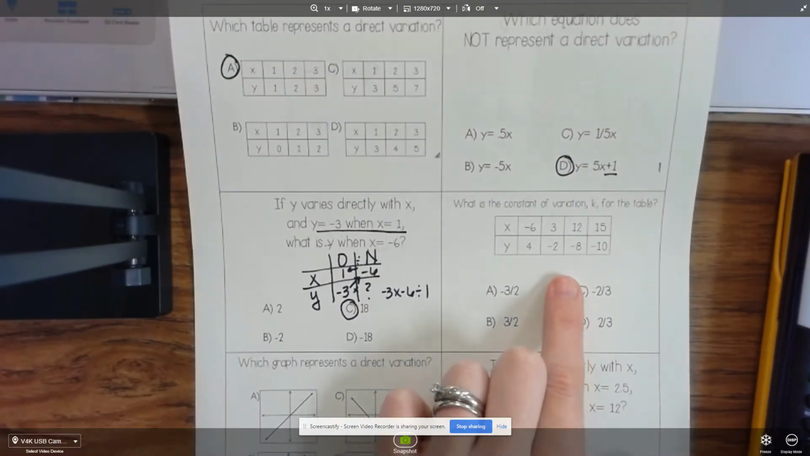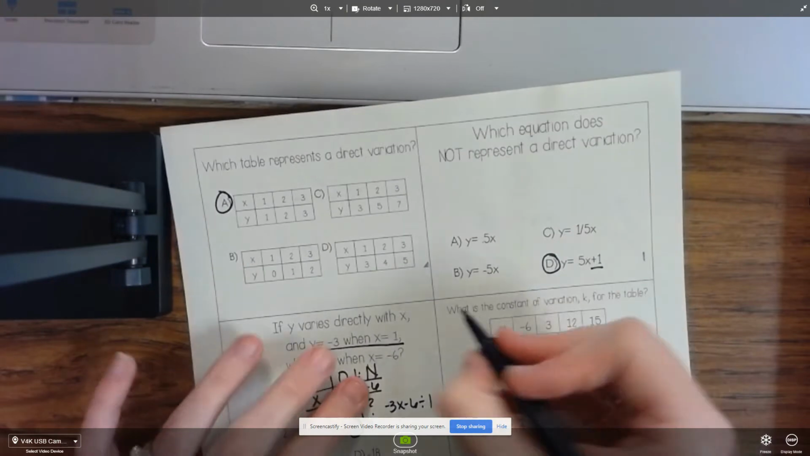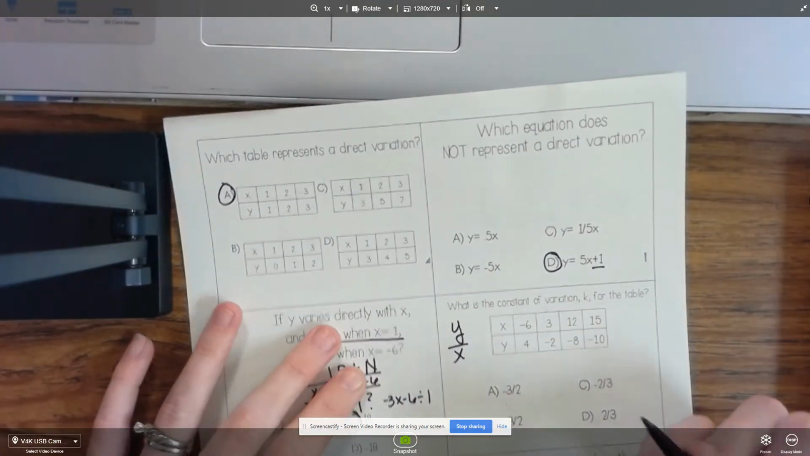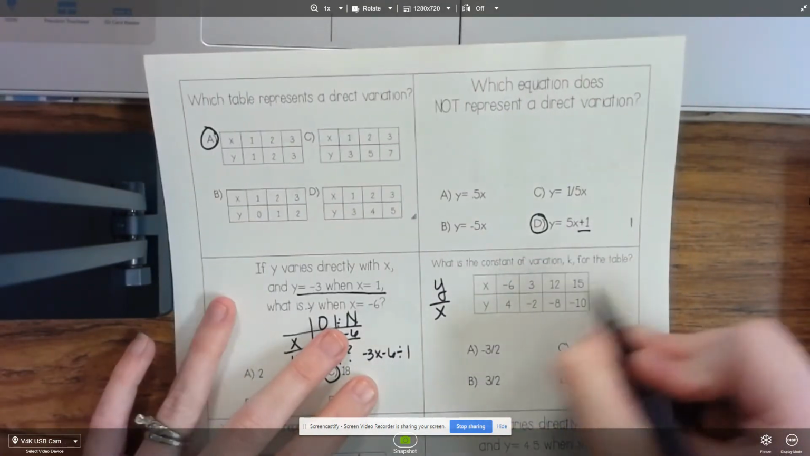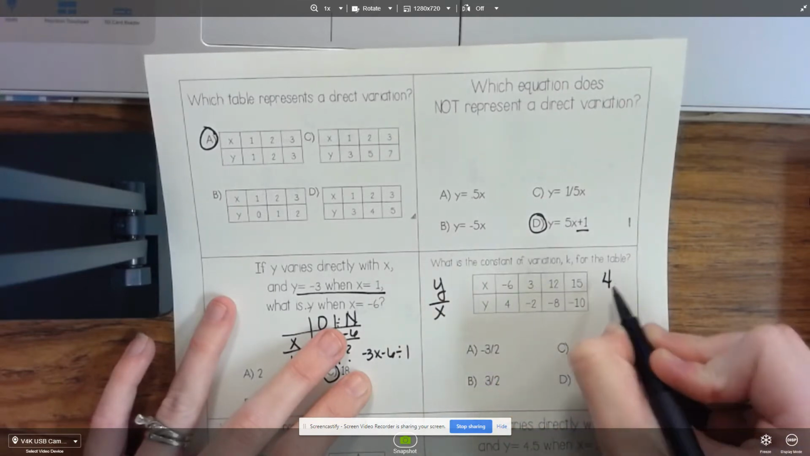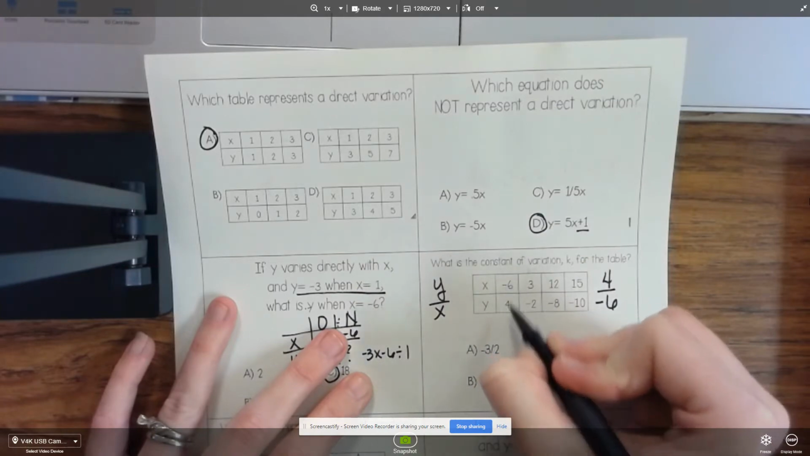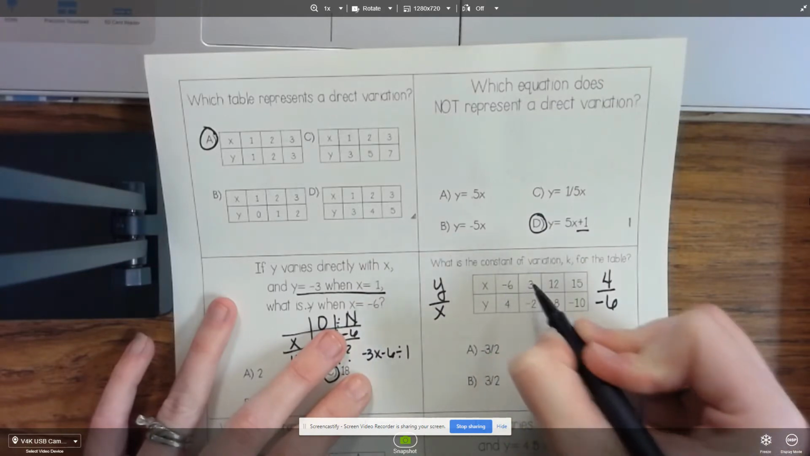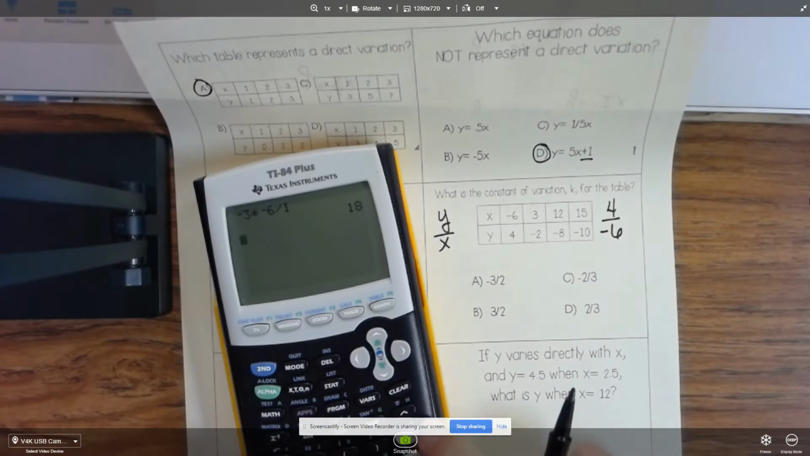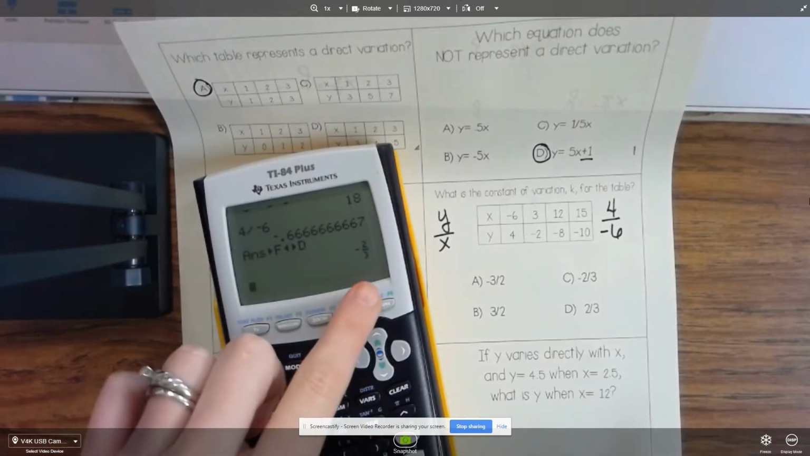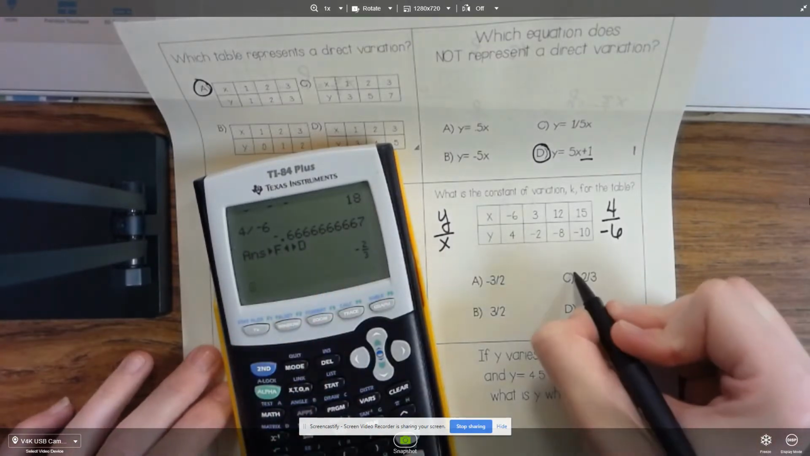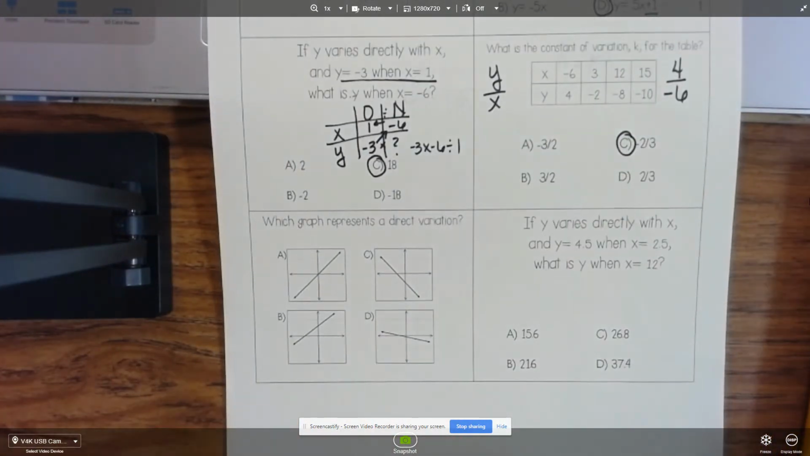All right, so this one says, what is the constant of variation? So to find the constant of variation, you just do y divided by x. So you can pick any of the ordered pairs. I always go with the first one. So the first y is 4. The second x is negative 6. They do have to be buddies. You couldn't use 4 and 3. And so all you have to do here is 4 divided by negative 6. And then I'm going to change that back to a fraction, and I get negative 2/3.